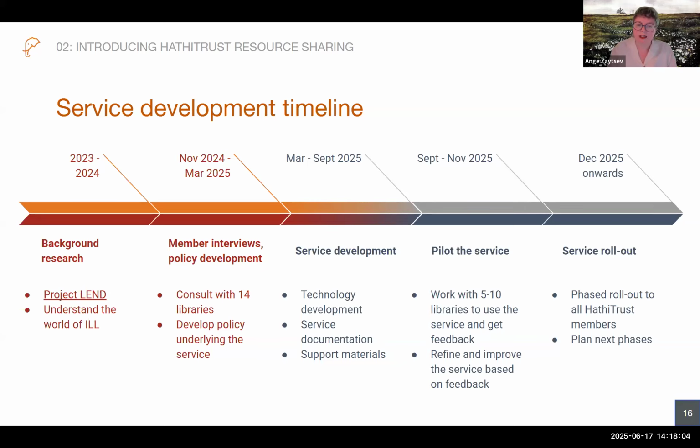This project looked into the usage of digital text by academic users and considered new or different ways forward for the use of these texts. The user research and the legal research in this project was particularly powerful and has informed our development of the resource sharing service. If you're interested in learning more about this project, the public documents were just published last month, and they can be accessed via the link in these slides.